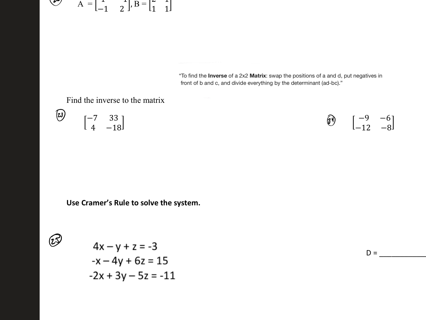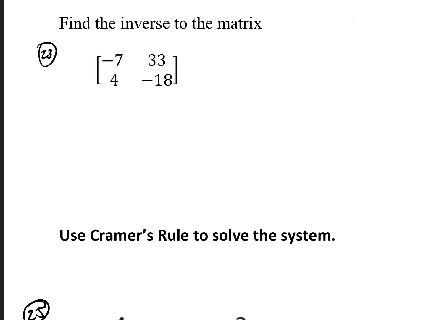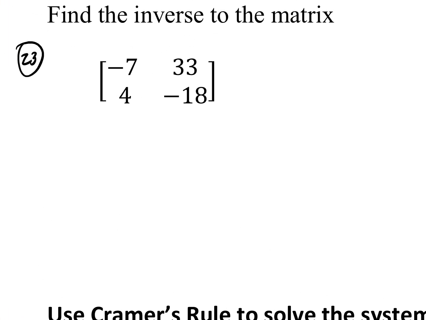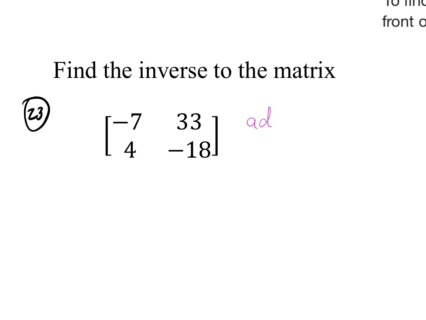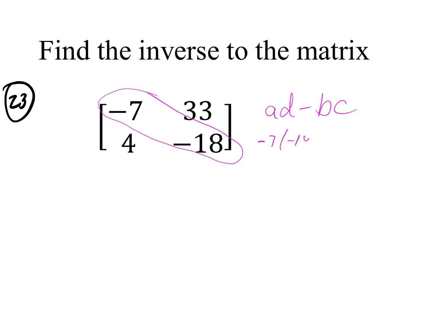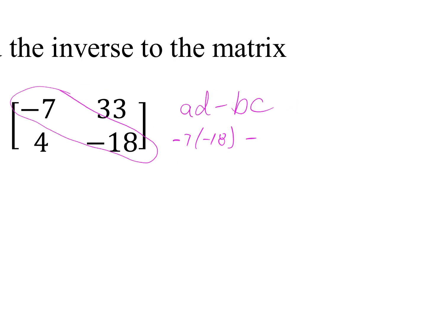All right, let's do one of these. Let's find the inverse here. All right, let's find the inverse. We'll do it here. How do you find the inverse? Well, the first thing you do is you're going to say A times D minus B times C. So A times D. Guys, what's negative times a negative? It's going to give you a positive. So you have negative 7 times negative 18 minus 4 times 33. So what's negative 7 and negative 18? 126. All right, 126 minus, what's 33 times 4?